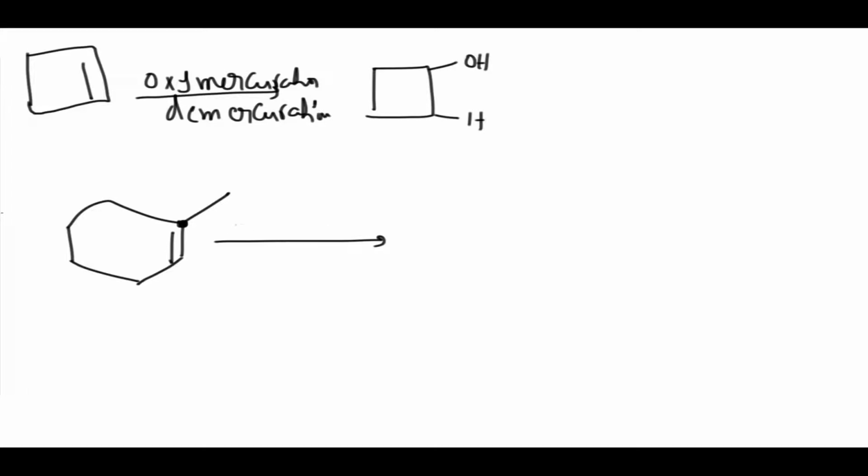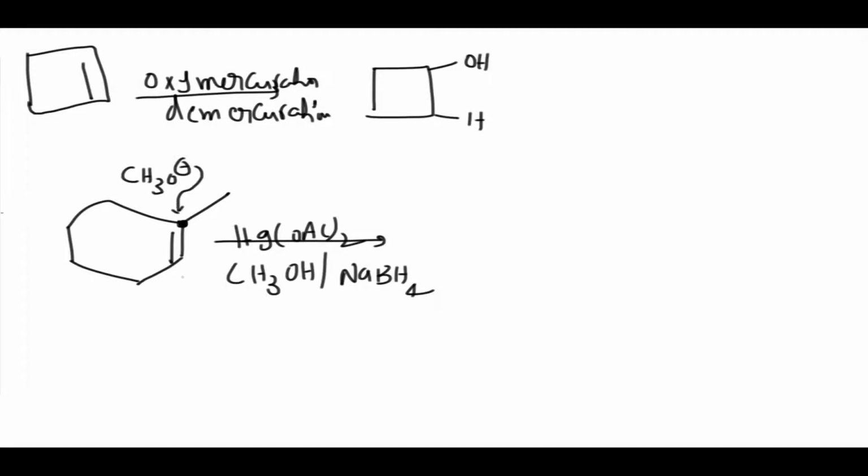Here I am taking HgOAc twice, and here CH3OH followed by NaBH4. So the nucleophile is CH3O minus. It attacks the more stable carbocation side, and hydrogen attaches there. Then you are going to get OCH3 here, and hydrogen here.